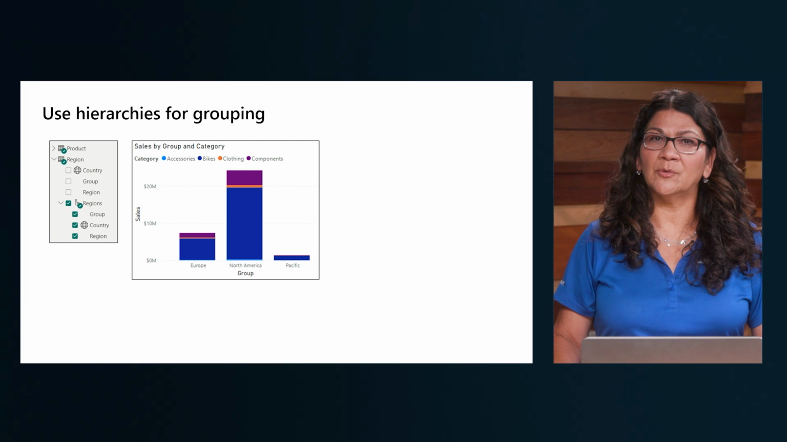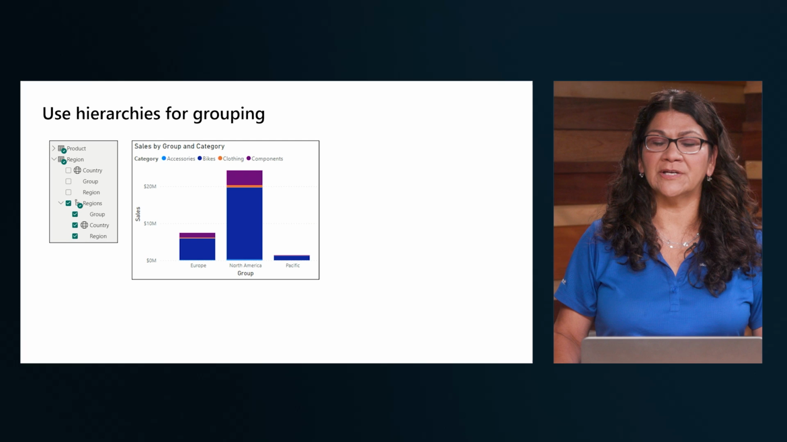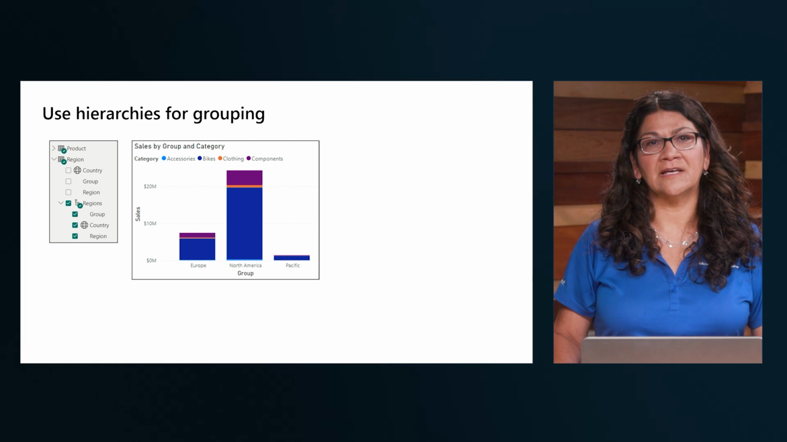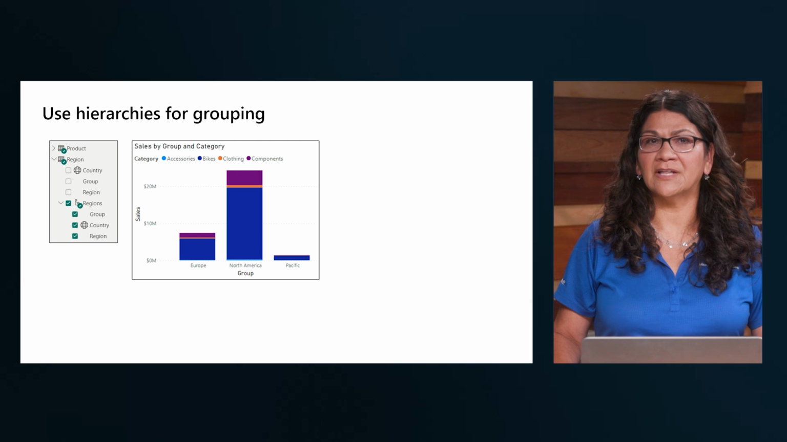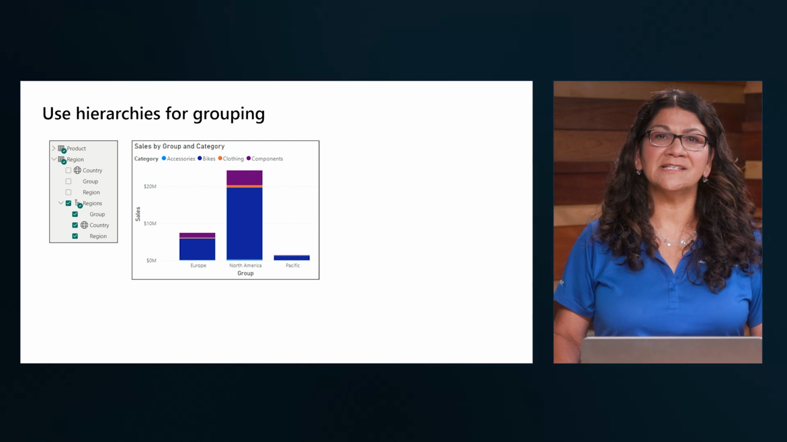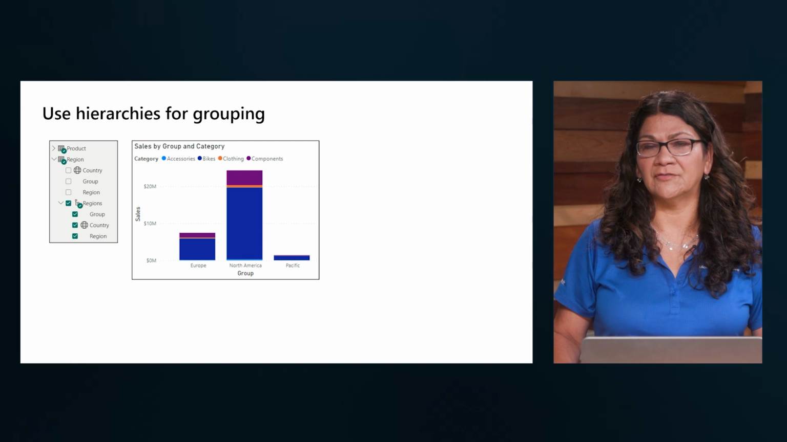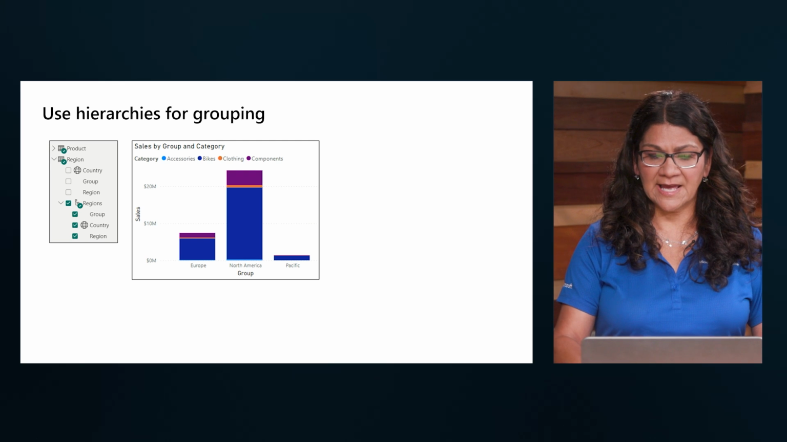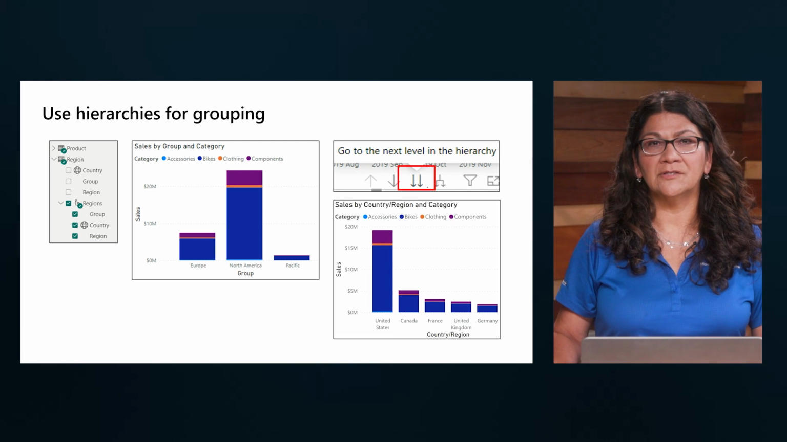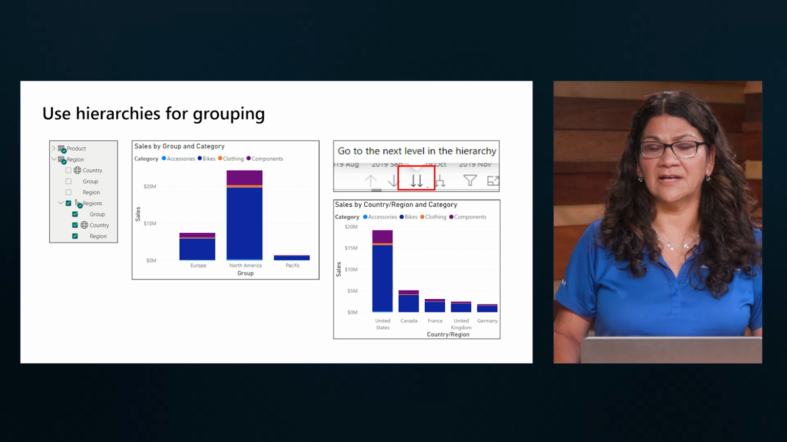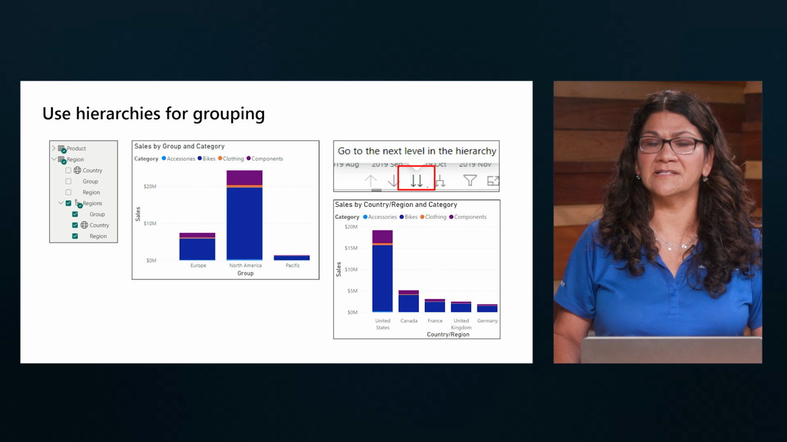Consider a scenario where you want to analyze sales data by group, category, and region. By creating a hierarchy in the region dimension table, you can easily navigate through the different levels of the geography. This hierarchy will provide you with the flexibility to view data at a high level, such as total sales by region, and then drill down to country and city levels to gain more detailed insights.